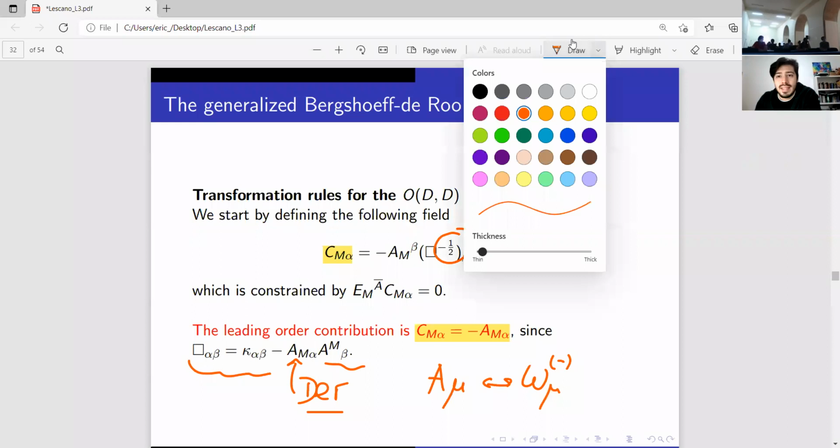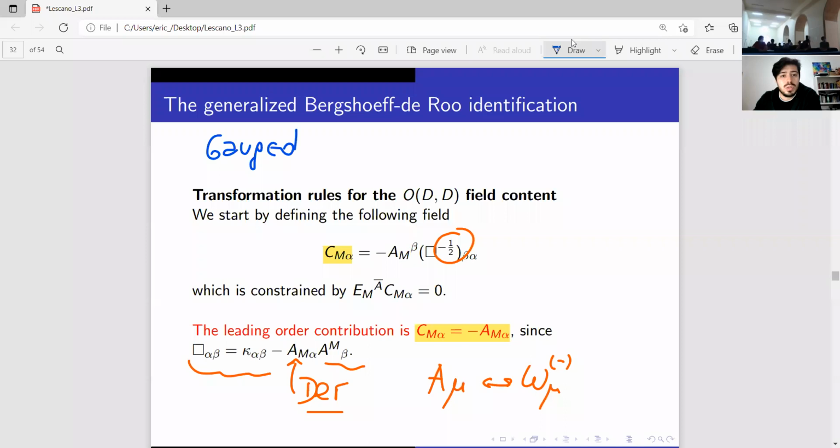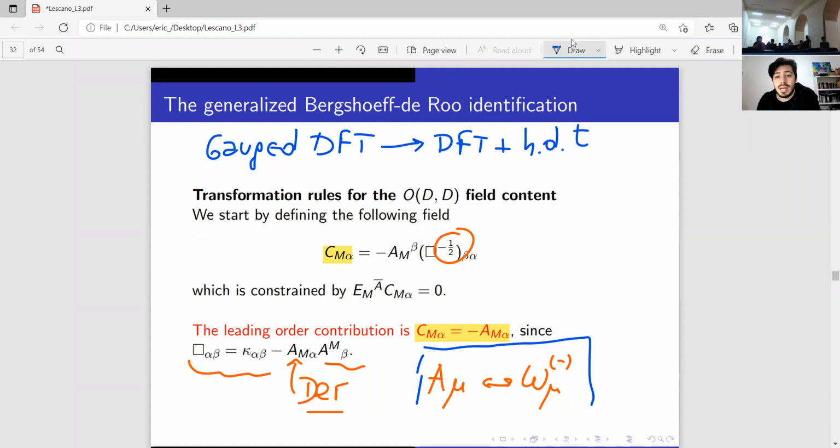The main idea is to turn this gauge double field theory, this gauge DFT, into a DFT plus higher derivative terms. These higher derivative terms are going to appear by performing a generalization of this identification. We are going to take this A field, this generalized gauge field, and identify it with a flux, with some projection of the fluxes. So this is the idea of the generalized version of the Bergshoeff-de Roo identification.